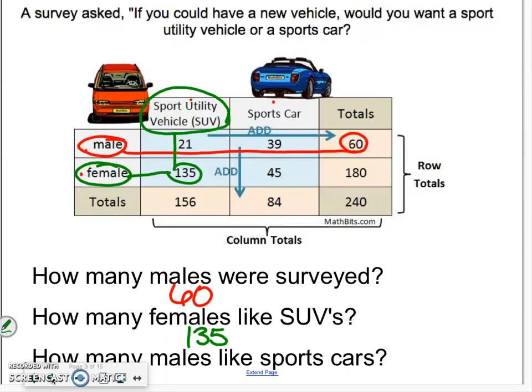And last example on this page, how many males like sports cars? So if we want to find how many males like sports cars, once again, we look at our male category, we look at our sports car category, and we go ahead and check out where these two intersect. So at this point, we know that 39 males like sports cars.